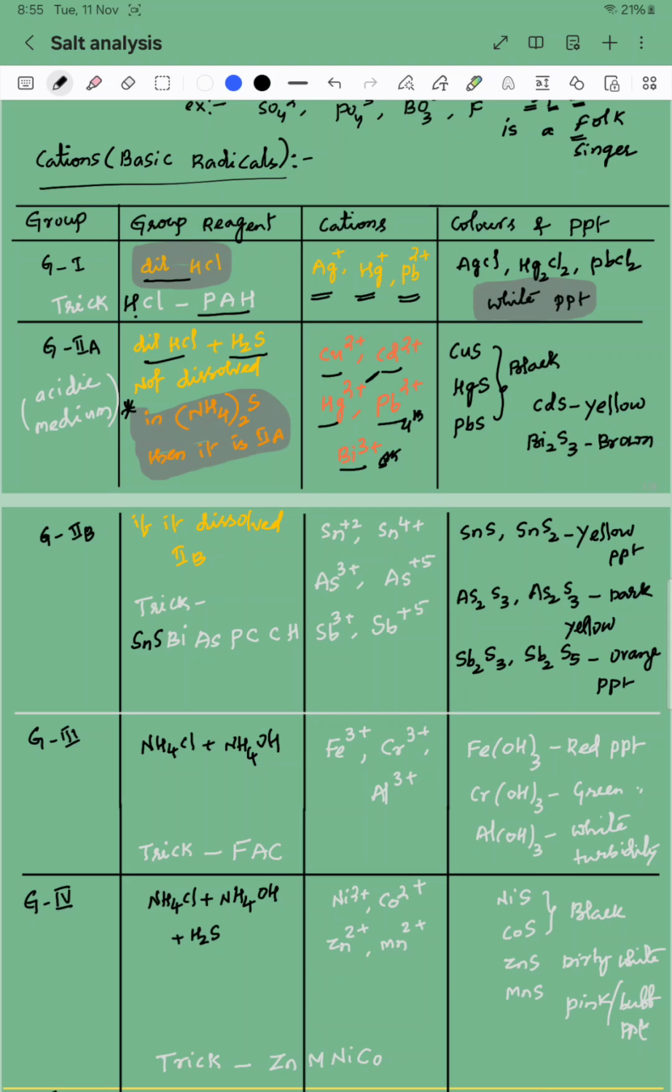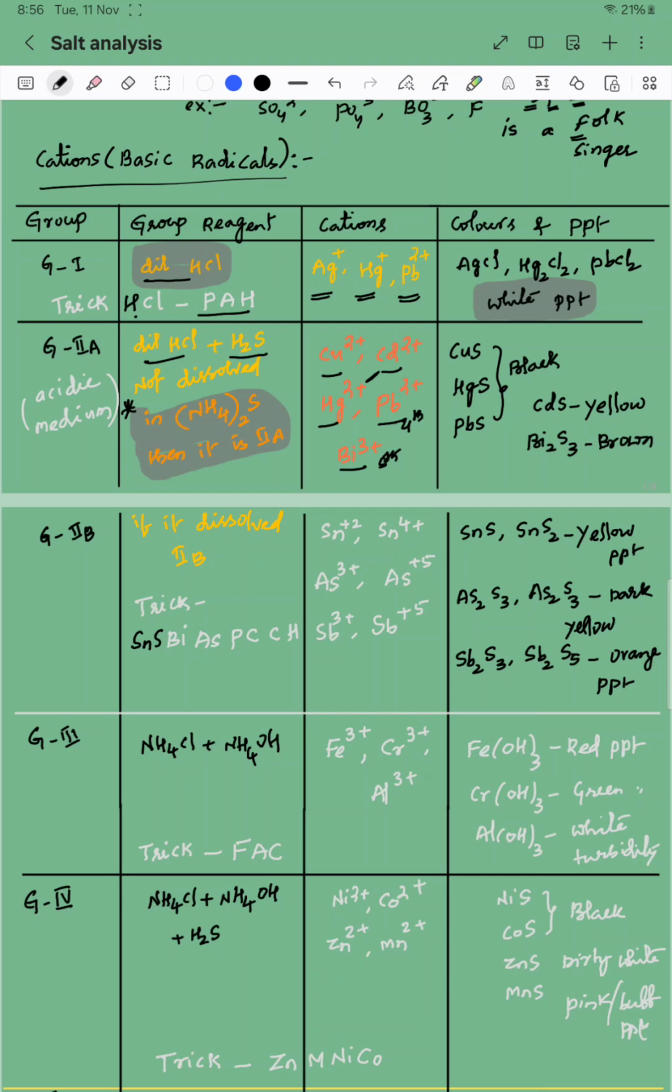The remaining three, copper, cadmium, mercury, belong to what, student? D family only, right? Okay, easy to identify, student. Remember the trick: fourth and fifth. Fourth is tin and lead, fifth is antimony, bismuth, and one more will be arsenic. These belong to which group, student? Second A and second B family, right?